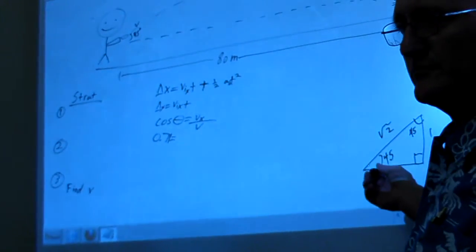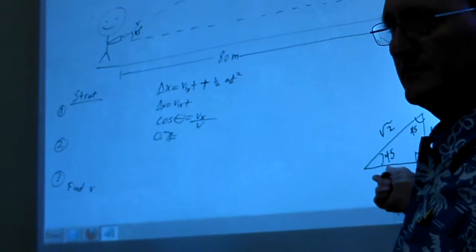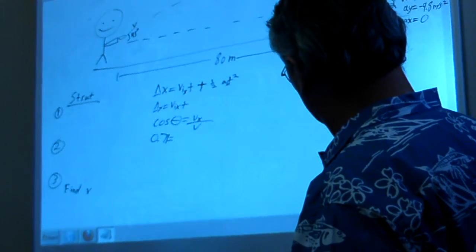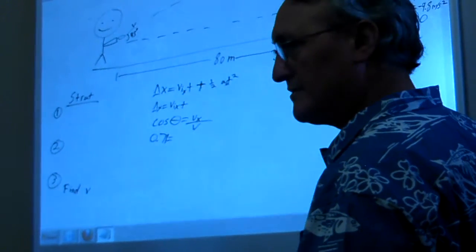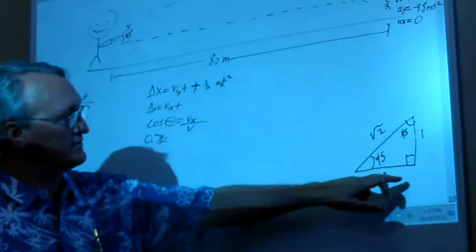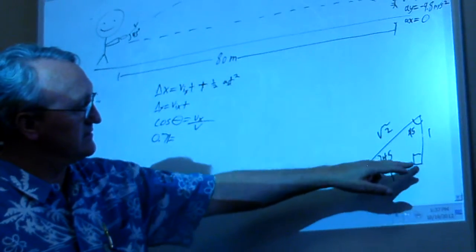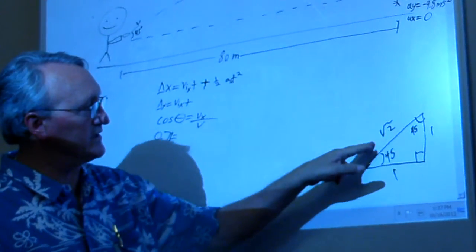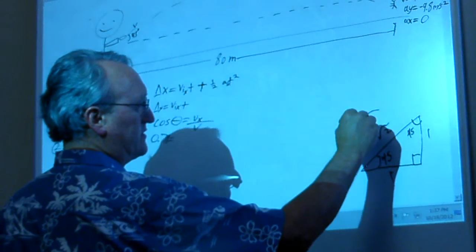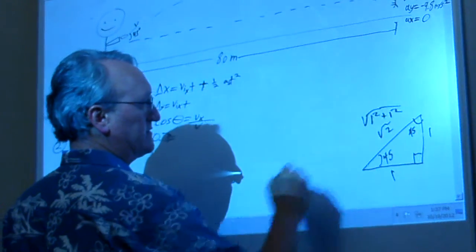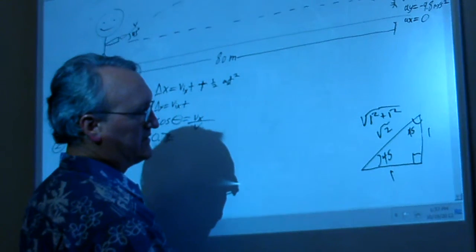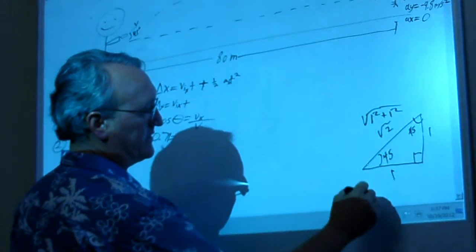So what we're trying to figure out is the cosine of 45 degrees. If you draw the triangle, this is 45 and that's 45, so your triangle looks like this. The two sides of the triangle are the same, and the hypotenuse is the square root of 1 squared plus 1 squared, Pythagorean, which is the square root of 2.